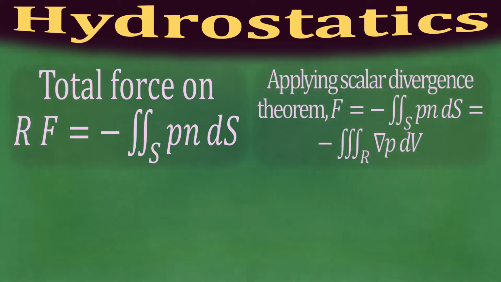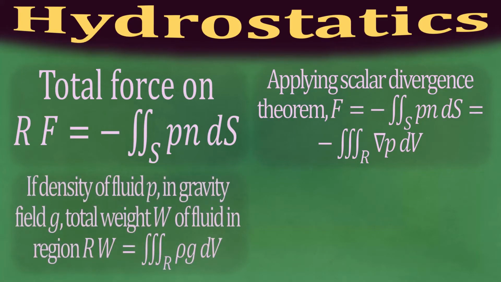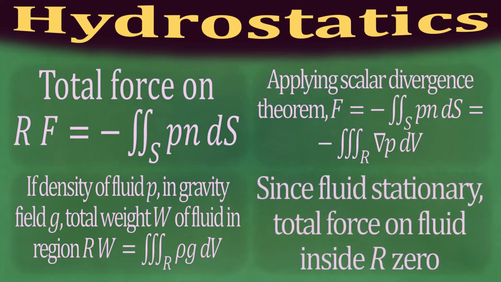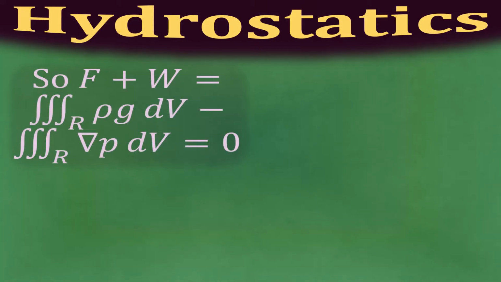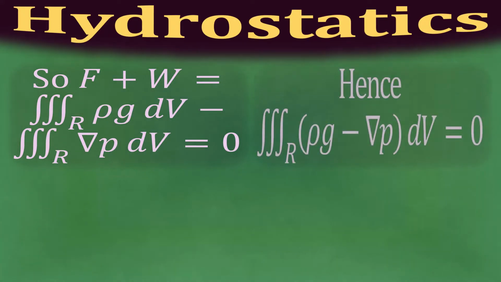If the density of the fluid is ρ in a gravity field g, the total weight W of the fluid in region R is W, which is equal to the triple integral over R of ρg dV. Since the fluid is stationary, the total force on the fluid inside R is 0. So F plus W, which is equal to the triple integral over R of ρg dV minus the triple integral over R of grad P dV, is equal to 0. Hence, the triple integral over R of ρg minus grad P dV is equal to 0. Since this result must hold for all regions R, we have that grad P is equal to ρg.